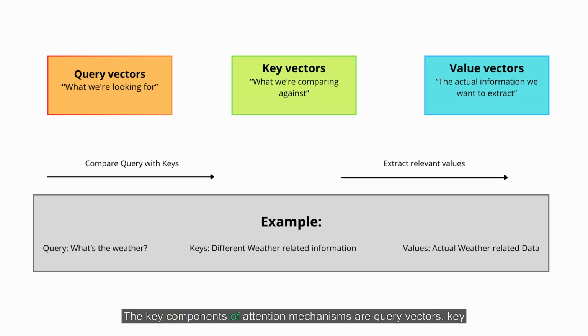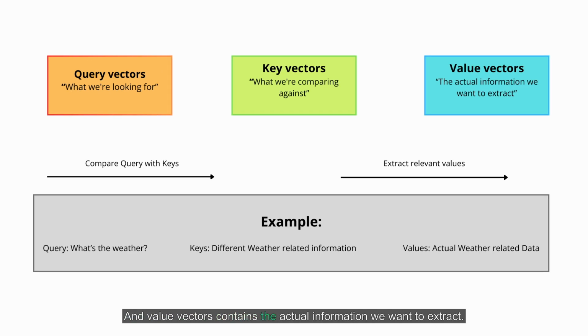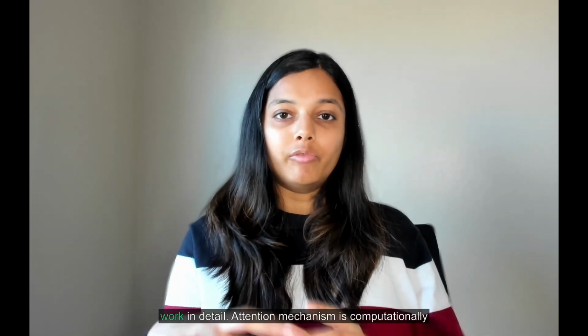The key components of attention mechanisms are query vectors, key vectors, and value vectors. Query vectors define what we are looking for. Key vectors define what we are comparing that against. And value vectors contain the actual information we want to extract. In the upcoming series, we'll deep dive into how each of these vectors works in detail.